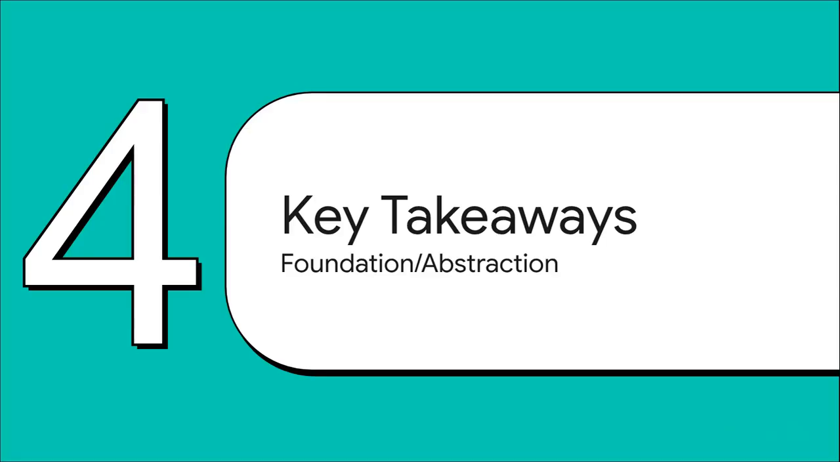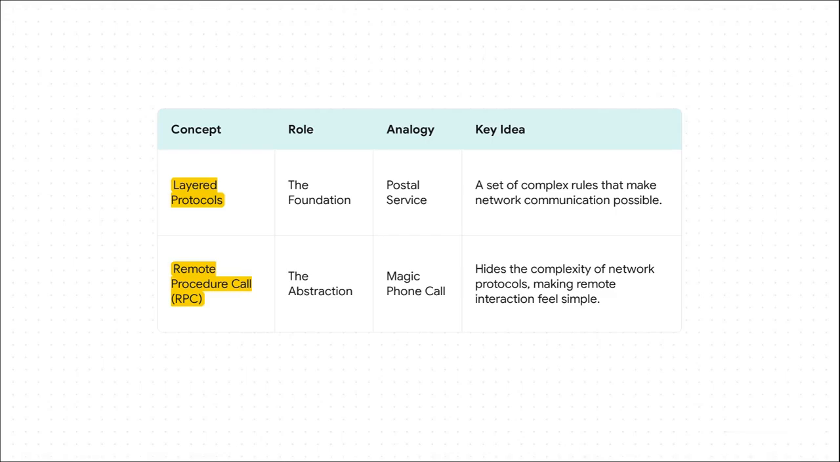All right, so let's tie this all together now. We've really looked at two huge ideas today that are like two sides of the very same coin: the complex foundation of how networks work and the beautiful, simple abstraction we can build on top of it. This table sums it up perfectly. You've got layered protocols, that's our foundation. That's the complex, but absolutely necessary, postal service that makes sure our messages get from point A to point B reliably. It makes it all possible. And then, on top of that foundation, we build the abstraction, RPC. That's our magic phone call that hides all the messy details, letting programmers focus on building great applications, not on being network engineers. The foundation enables the abstraction.